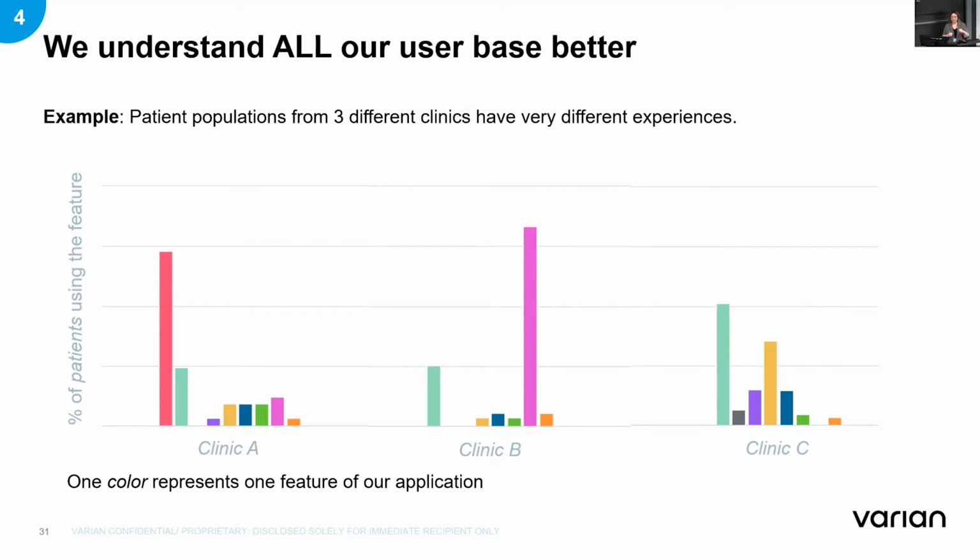One color represents one feature of our application. So in Clinic A, you can see that the red feature is the one that is mostly used by the patients. But in Clinic C, it's not available to the patients, so they are not using it, and they have a very different experience with Nuna. This is something we would not have been able to see if we had not been able to segment this data customer by customer. We would just see average data, which would not give us precise enough insights.